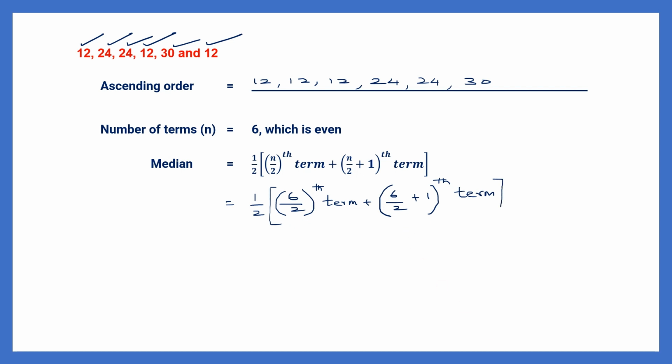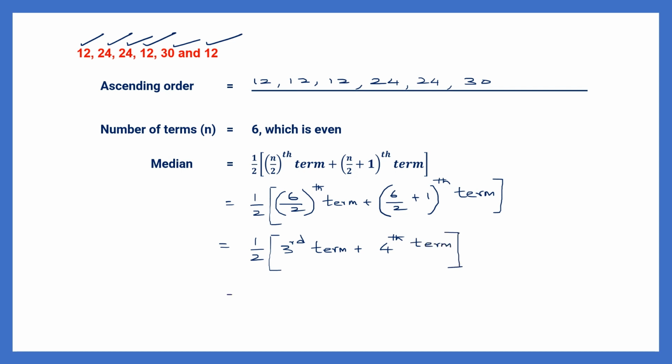And that we multiply by 1 by 2. So here let's do that. So 1 by 2 into 6 by 2. 6 divided by 2 is 3. That means the third term plus, this will be the fourth term, isn't it? Third term plus the fourth term. So it's always the terms that come next to each other.